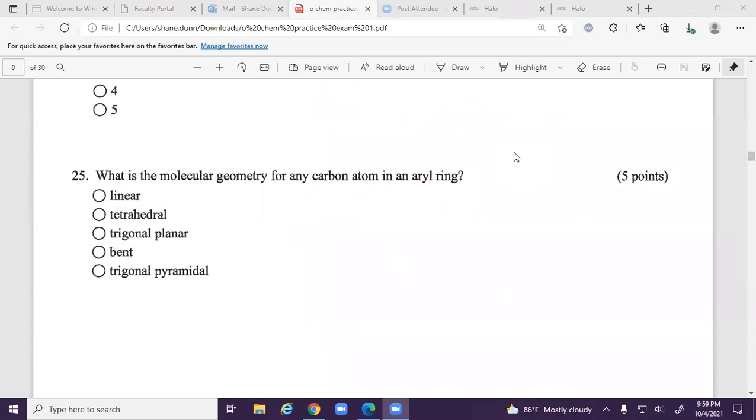Okay. What is the molecular geometry for any carbon in an aryl ring? Uh-oh, what's that mean? Huh? A benzene ring? You're right. So here's my benzene ring. What is the hybridization of every single carbon? SP2. SP2 is what shape? Trigonal planar. So everyone is trigonal planar. Ta-da! SP is linear, SP3 is tetrahedral. Bent is not that. SP has to be linear, not bent, literally. So yeah. Okay.